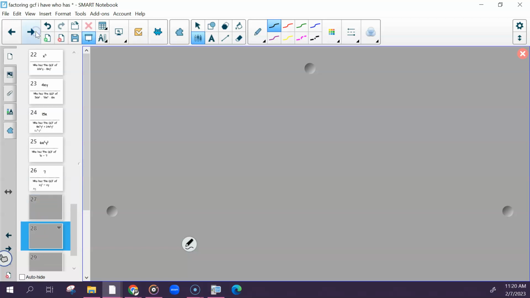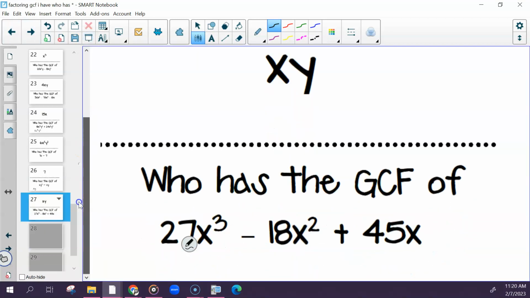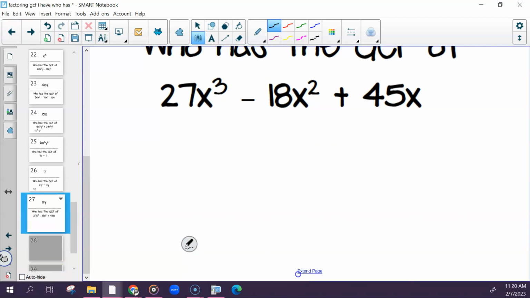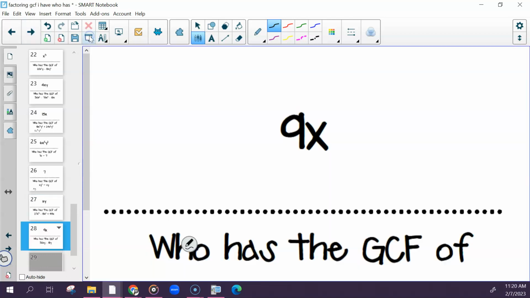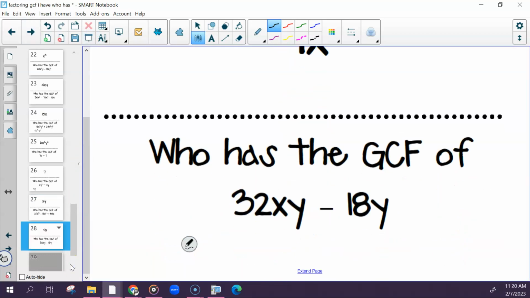Who has 27x to the 3rd minus 18x to the 2nd plus 45? So who has that GCF? That's 9x. Who's my next? Yes, me. Okay, who has the GCF of 32xy minus 18y?